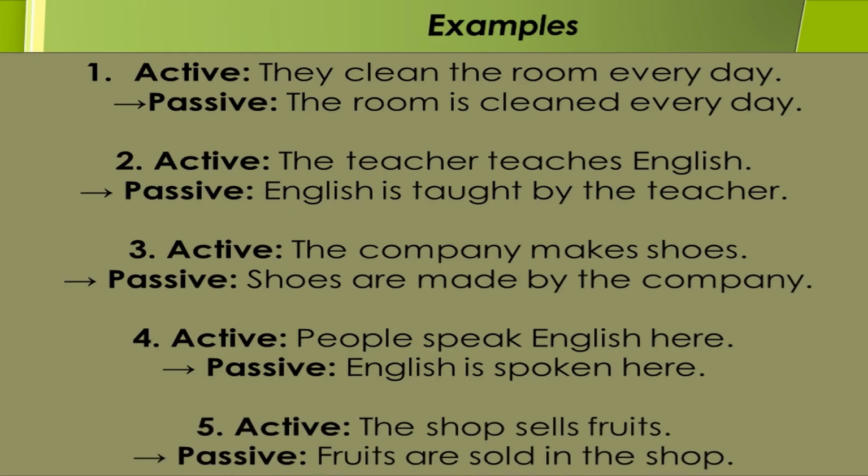In active, we say the shop sells fruit. And in passive, we say fruits are sold in the shop. You see, the shop sells fruit. We start by fruit. The object becomes the subject. Then we put the form of to be because the sentence is in present tense. The form of to be is are. We put are because there are many fruits. The past participle of the verb to sell here is sold. And then we finish with in the shop.